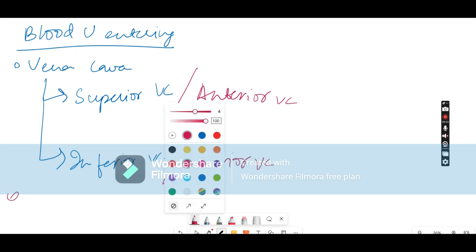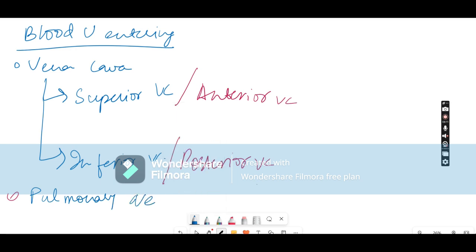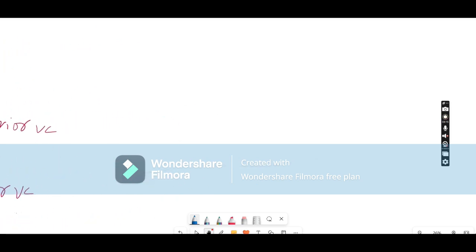Okay, and then the second one which we have is pulmonary vein. Okay, now talking about the blood vessels leaving the heart.